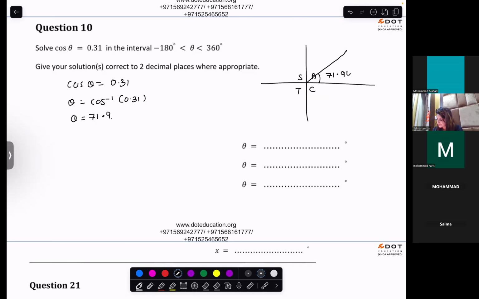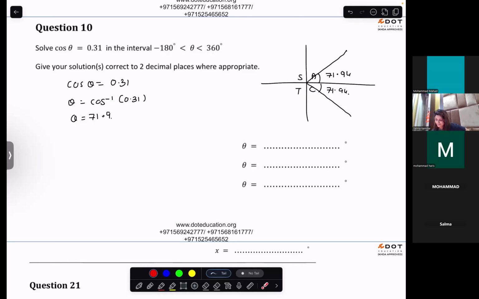Okay, fine. So now I'll take the second one. Cos is positive, so cos would be positive over here and here. So this is 71.94. Now, if you see, the range is between minus 180 to 360.